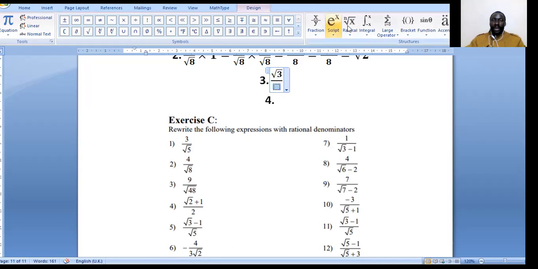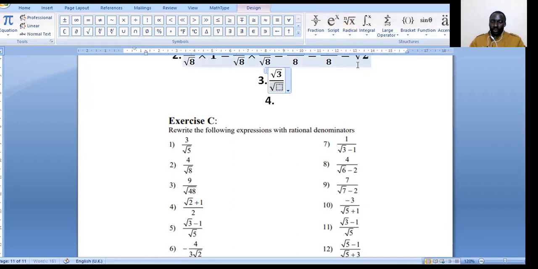Down here, we have square root of 5, like that. So up is square root of what? Square root of 3 minus 1. Yes, that's what we have. So to rationalize, well, it means we have to multiply by 1.